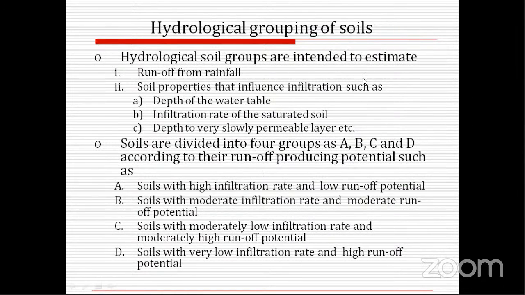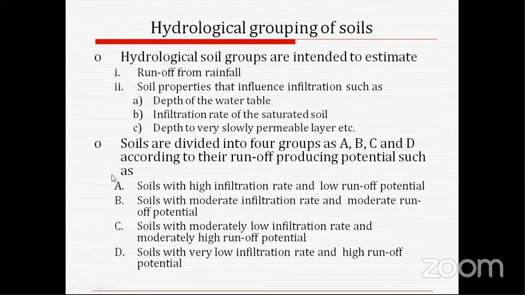Based on these properties, depth of the water table, infiltration rate of the saturated soils, depth to very slowly permeable layer, etc. Based on these three properties, soils are divided into how many types? Four types: A, B, C, D, according to the runoff producing potential. According to runoff potential, there are four groups: A group, B group, C group, and D group. In A group soils, what are the conditions of hydrological grouping of soils? This is very important, students. Remember this classification for examination purposes. Especially I'm saying for you, this is very important for examination purposes.